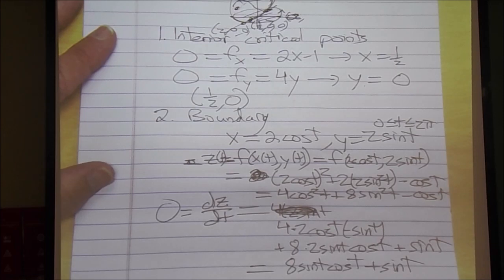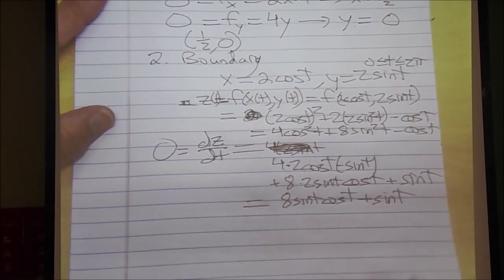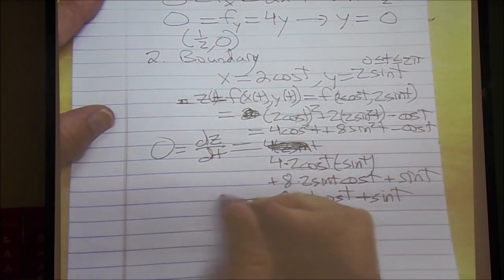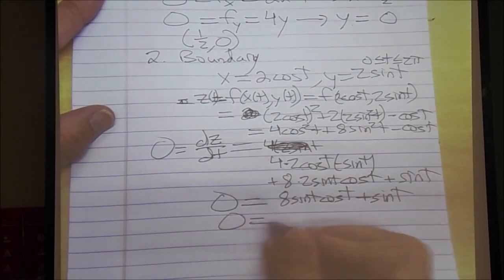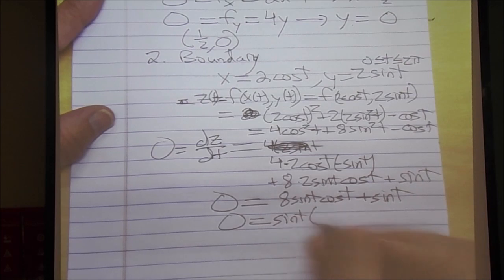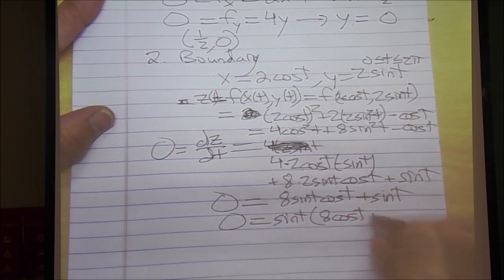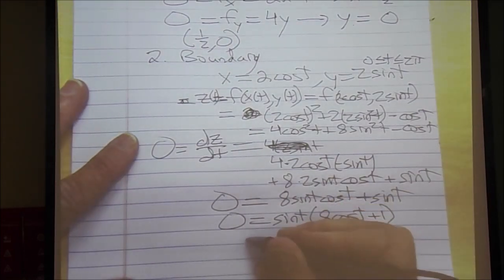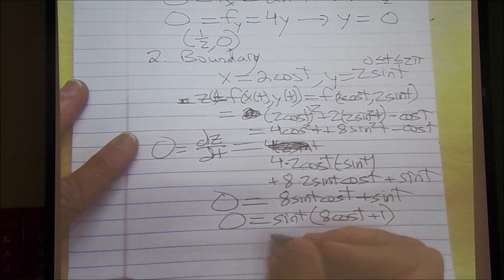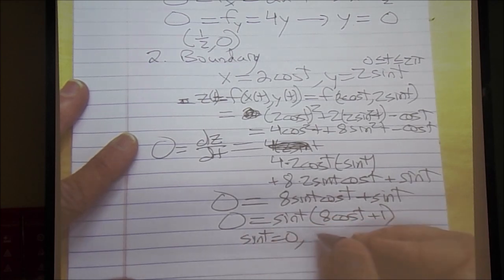So we need this equal to 0 for the critical points along the boundary. Well, how do you do that? You could factor out a sine t, and this is 0 equals sine t times (8 cosine t plus 1). Evidently either sine t equals 0 or cosine t equals minus an eighth.